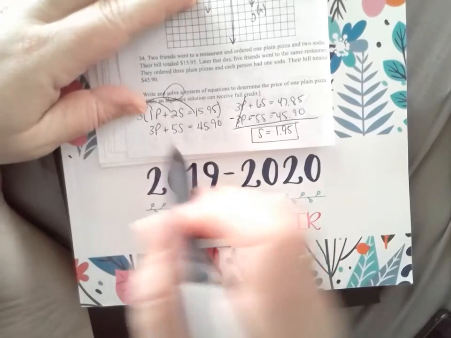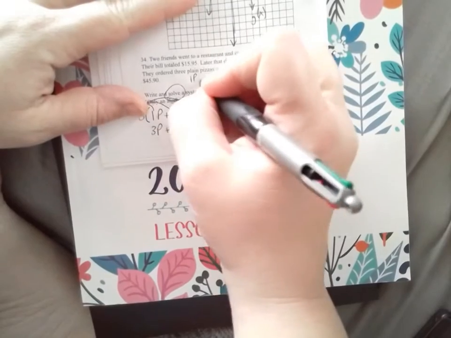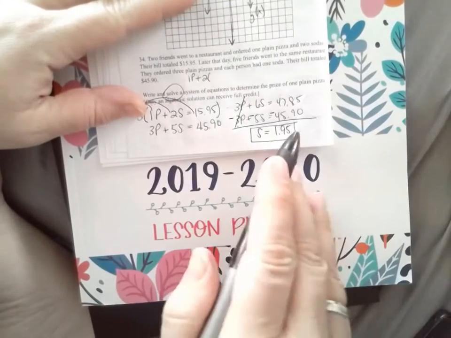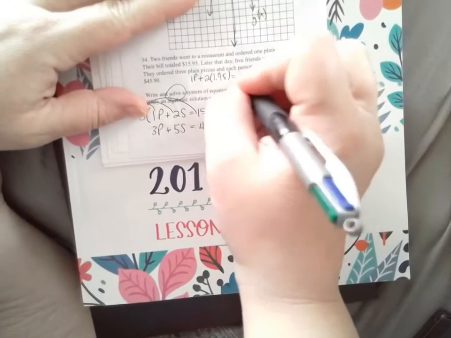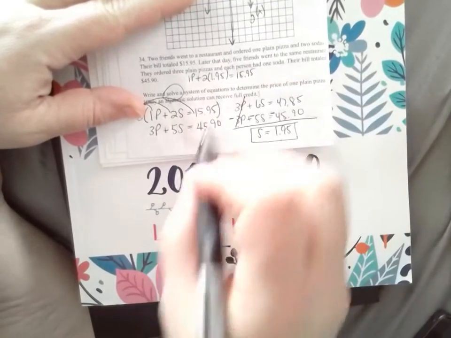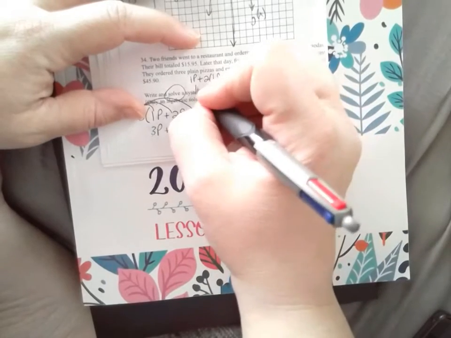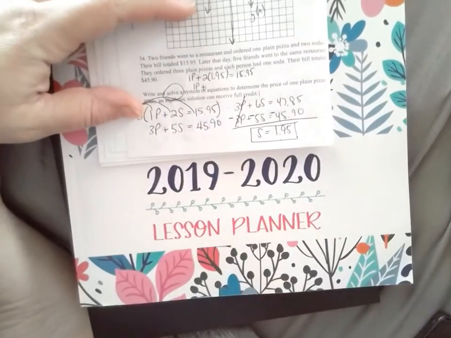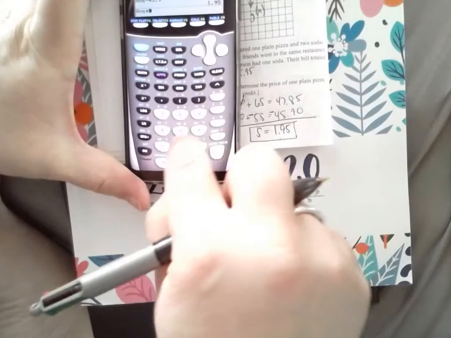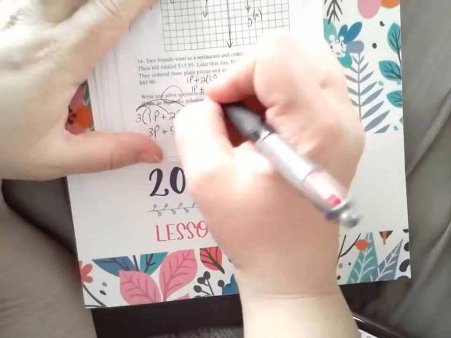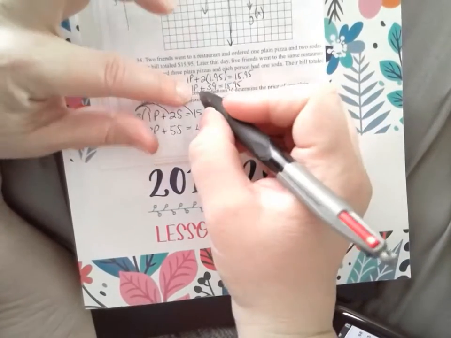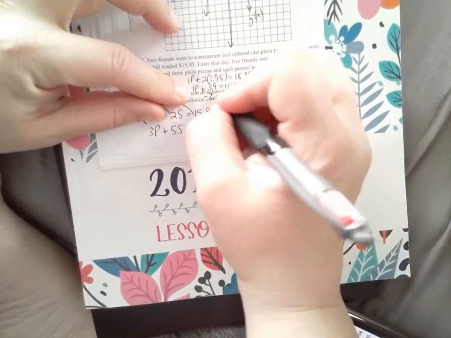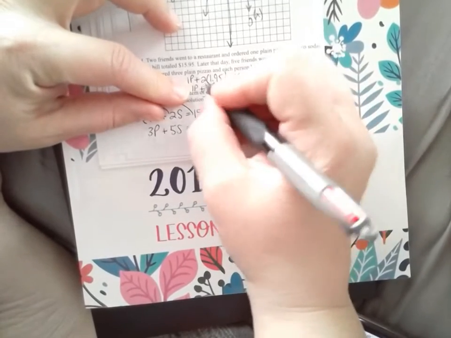So I'm going to go back to that first equation. It said 1 pizza plus 2 sodas are equal to $15.95. 2 times $1.95 is $3.90. I'll just write 3.9. To get the p by itself, I have to subtract 3.9 from both sides.